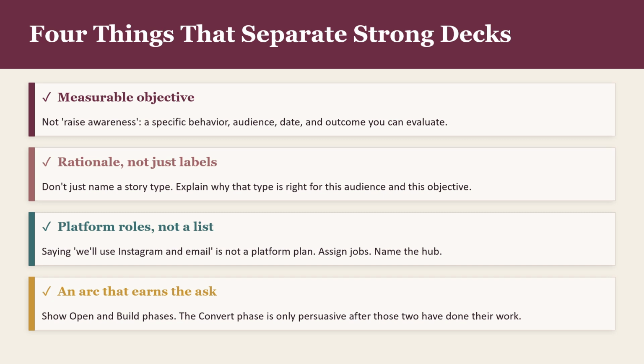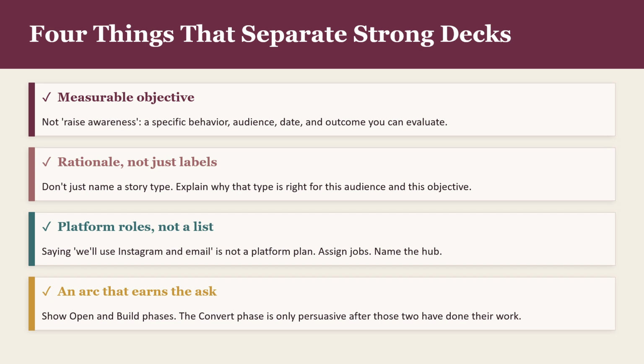Here are 4 things that separate strong decks from adequate ones. Measurable objective. Vague objectives protect you from failure, but they also protect you from success. And even worse, they protect you from learning. You need a yes or no answer. Yes, I succeeded, or no, I failed. And no, I failed is where the learning comes in, because then you know what to do differently the next time. So, be specific. A specific objective is the foundation of measurement.